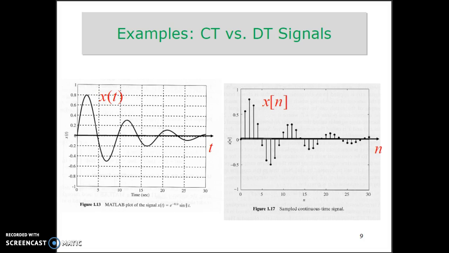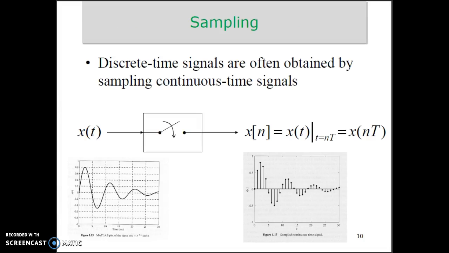Let us see the graphical representation of a continuous time signal versus a discrete time signal. A continuous time signal is represented by x of t. A continuous time signal has continuous amplitude varying with respect to time, and for a discrete time signal, time is not continuous, time is discrete, but the amplitude values are continuous. So it is a discrete time signal. Next, we will see how to obtain a discrete time signal from a continuous time signal. A discrete time signal can be obtained by sampling the continuous time signal.